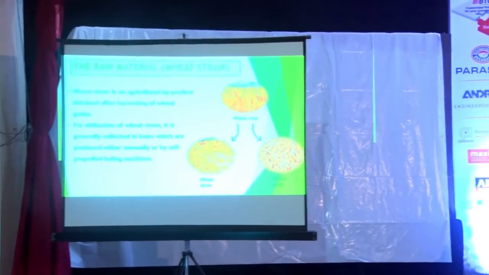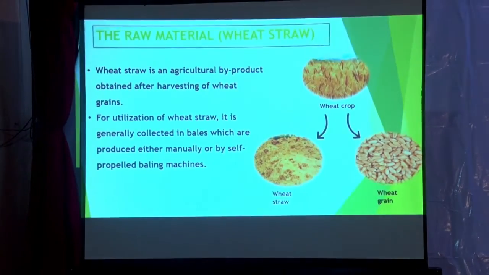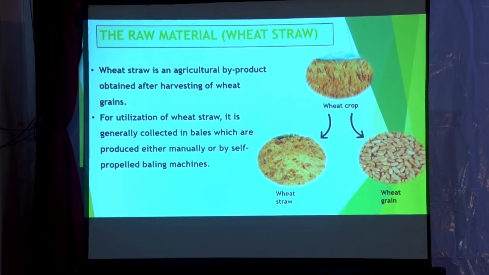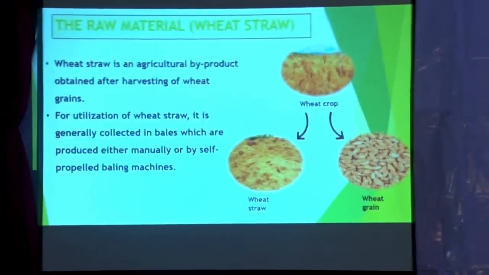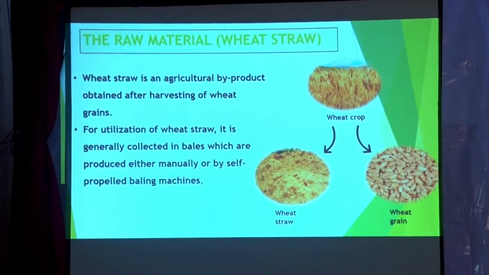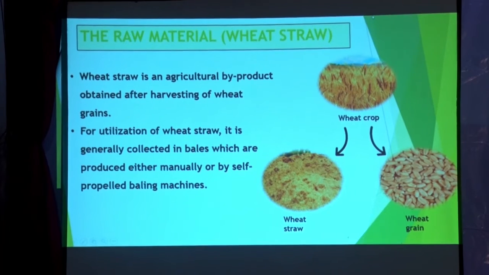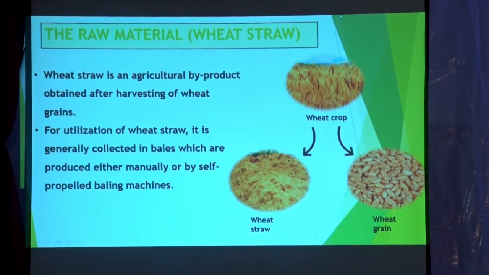Now coming on to the introduction section. First of all, I will start with the raw material, which is the wheat straw. As we all know, wheat straw is a very established raw material in the pulp and paper industry. Wheat straw is an agricultural byproduct obtained after harvesting of wheat grains, and for utilization of wheat straw, it is generally either produced manually or by self-propelled baling machine.